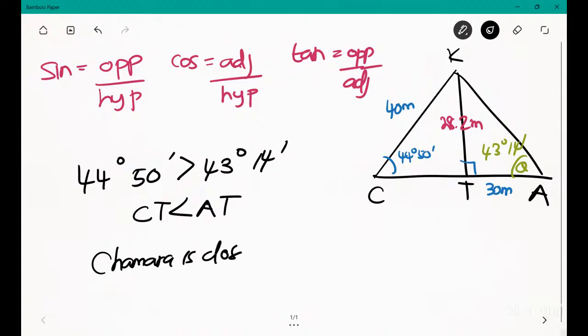Did you understand that? So that's an important thing that you might have to know. If the angle is greater, the distance is smaller. In this scenario, if you are looking at something from a distance, when the angle is greater, the distance to that object is smaller. Did you understand that?